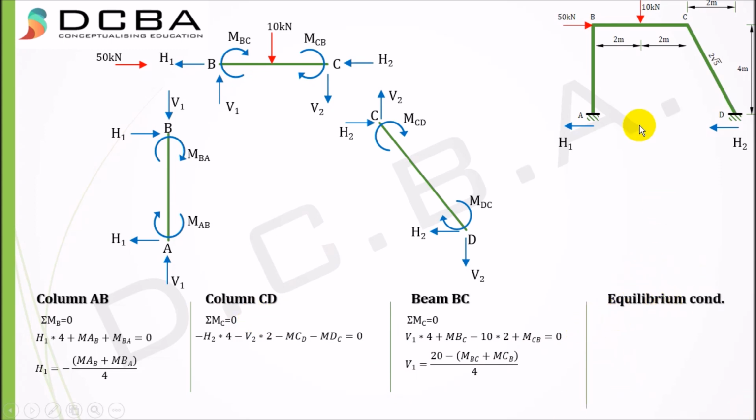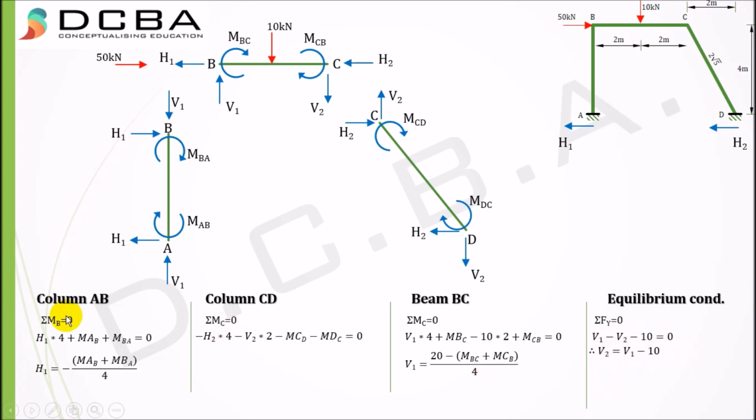Now this is the equilibrium condition of the entire structure. First doing summation Fy equal to 0. So plus V1 minus V2 minus 10, that is all the vertical forces, equal to 0. I got V2 in terms of V1, right? V2 equal to V1 minus 10, and V1 I already have in terms of the moments. So V2 also I can write in terms of moments, right? And this 10 is basically a constant.